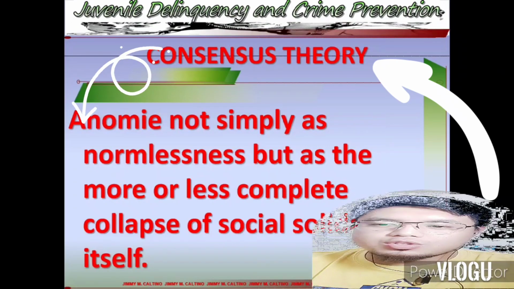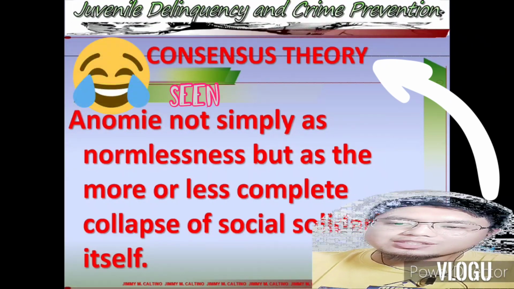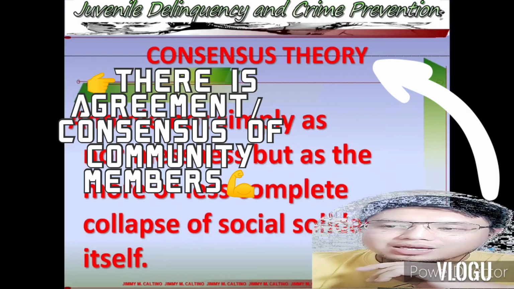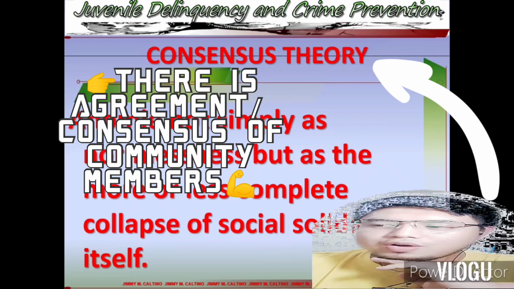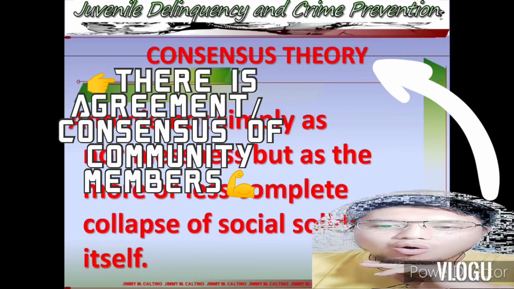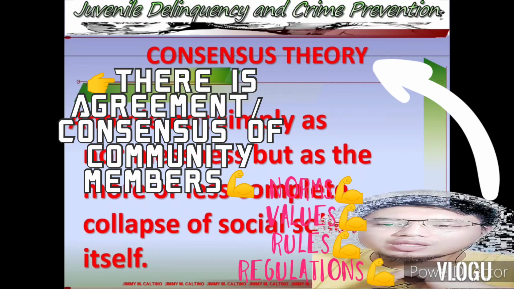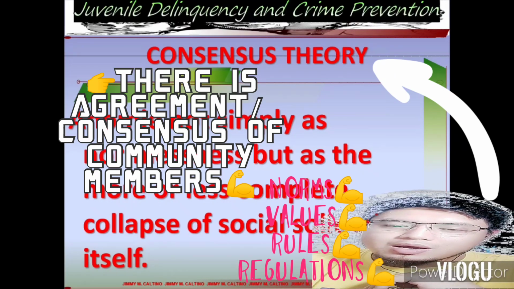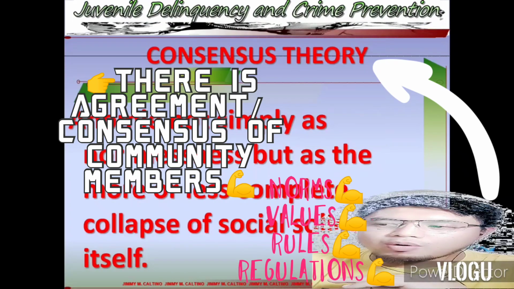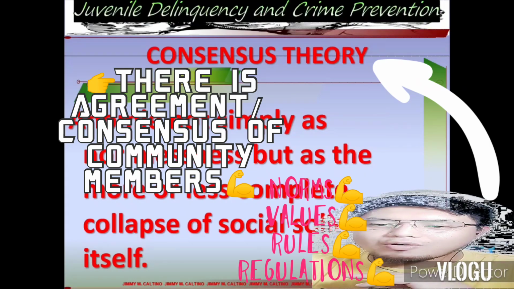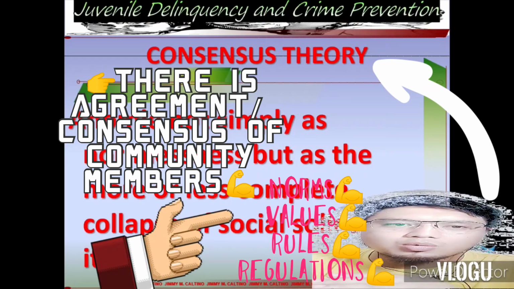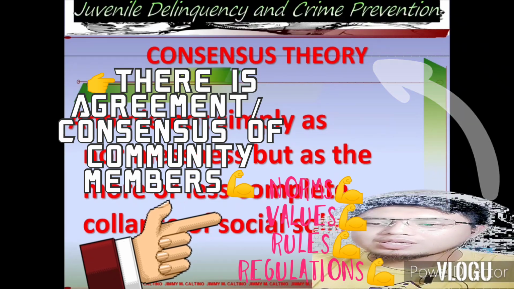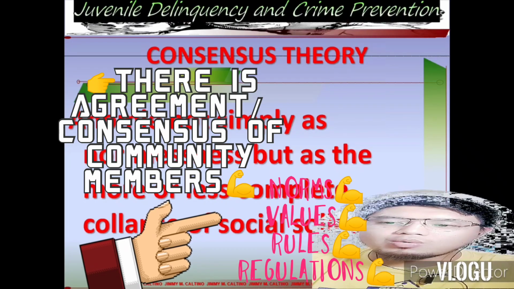Under the consensus theory, the absence of conflict is seen as an equilibrium state of the society, in that there is a general widespread agreement between and among all members of the particular society about norms, values, rules, and regulations. Meaning that the group of people within the community have all agreed what are the norms, what are accepted in their place, what are the values in this place, what are the rules in this place, what are the regulations in that place.